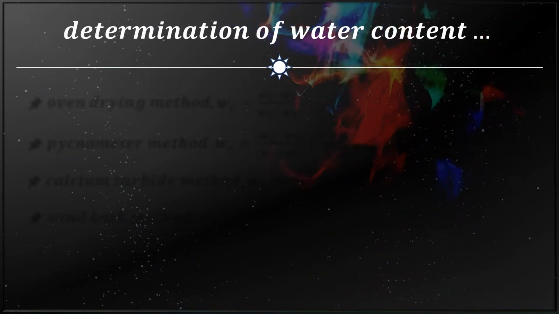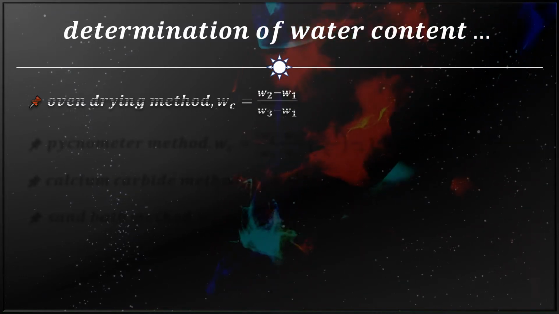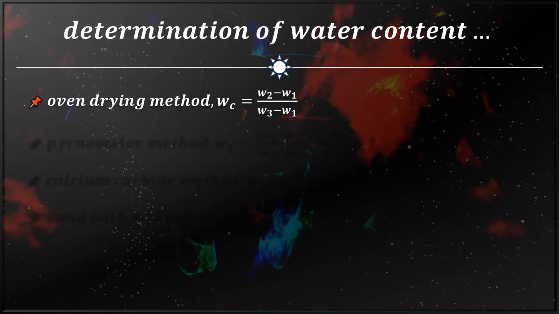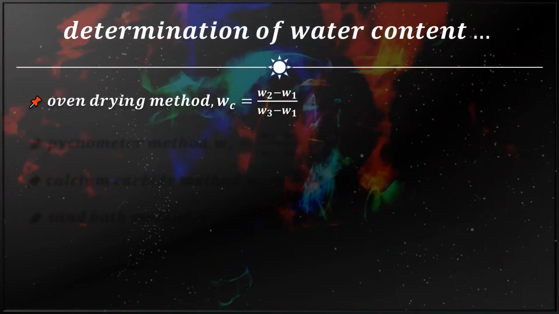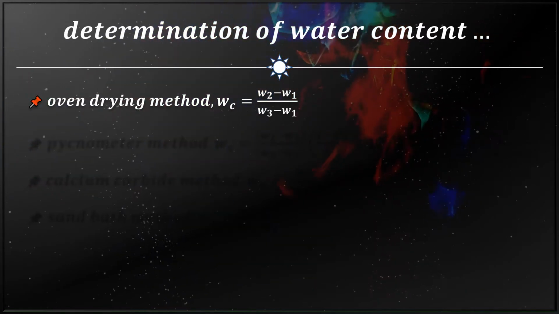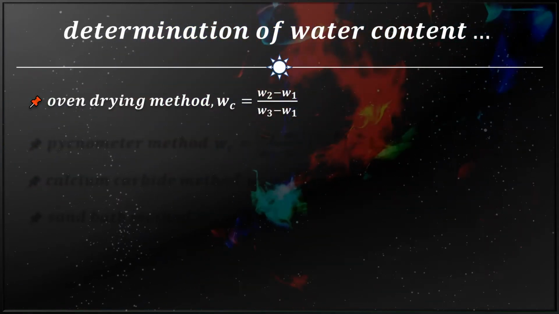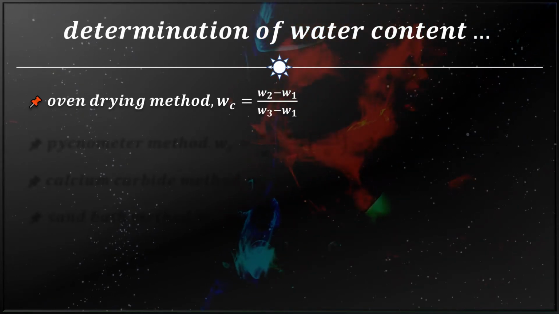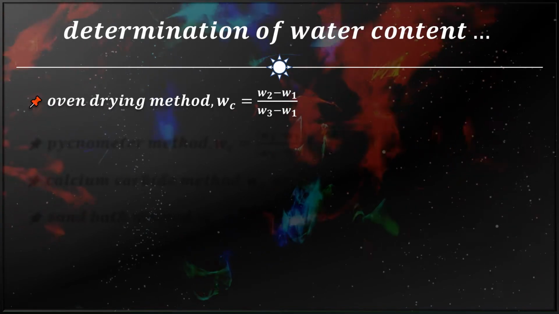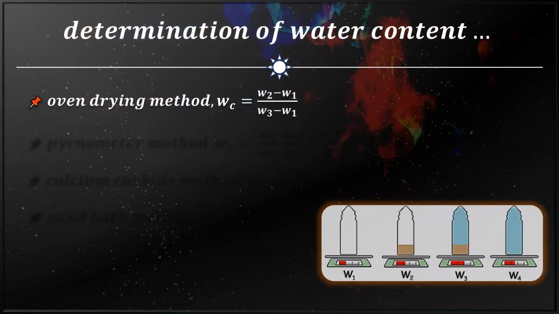Now we shall see some important formulas regarding water content and how it is determined. First one is the oven drying method. By the oven drying method we can determine the water content. And what is W1, W2 and W3? W1 is the weight of empty container, W2 is the weight of container and moist soil, and W3 is the weight of container and dry soil. So by using this relation we can get the answer for water content.